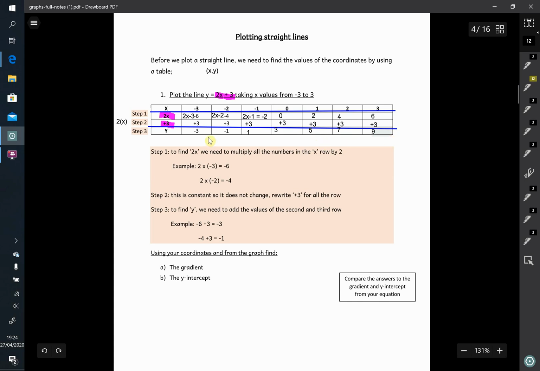Another thing that I like to do underneath is write down the coordinates. So the coordinate of this particular column: minus 3, comma, minus 3, because first the x and then the y. What's the x value? Minus 2, and then brackets, minus 2, comma, minus 1. Again, brackets, minus 1, comma, 1. Brackets, 0, comma, 3.